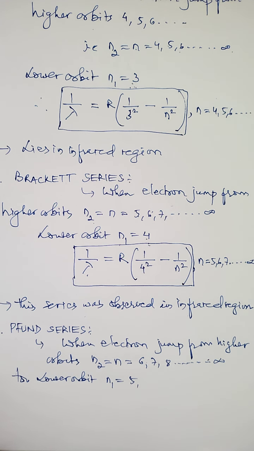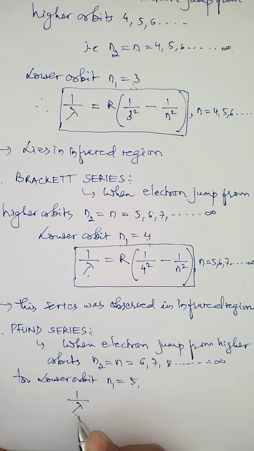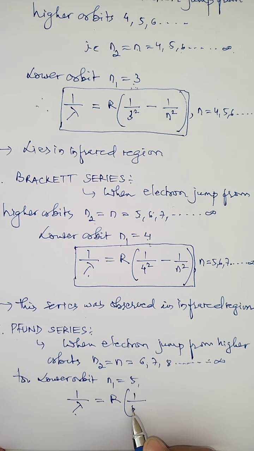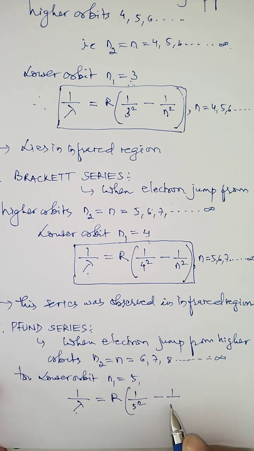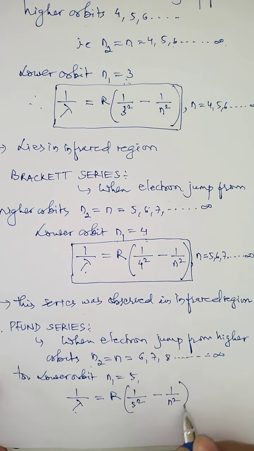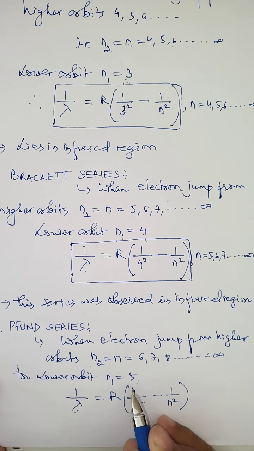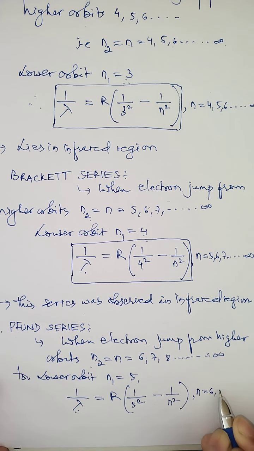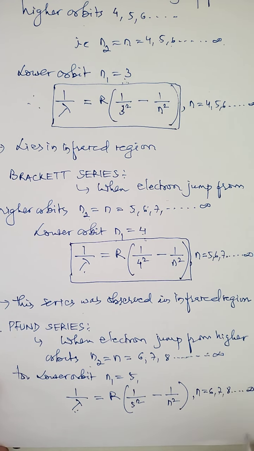Under this series also we can measure the wavelength emitted by the hydrogen spectrum, and this wavelength can be measured by the formula 1 by lambda equals R bracket 1 by n1 square, it is 5 square, minus 1 by n2 square. Now n2 means n square. So the formula is 1 by lambda equals R bracket 1 by 5 square minus 1 by n square. This is the relation that measures the wavelength of emitted radiation under the Pfund series, and as I said, n must start from 6, 7, 8 up to an infinite series.